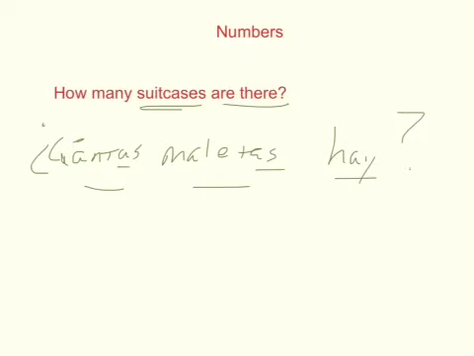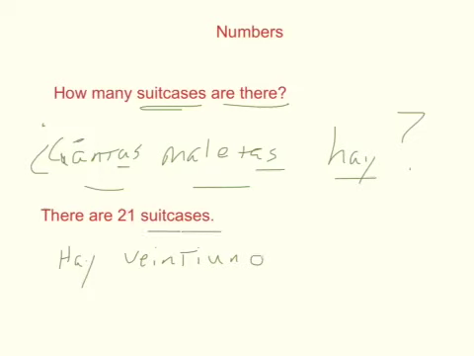Okay, we're going to answer this, and the answer is going to be there are 21 suitcases. So the word for there are is hay. And then 21 is veinte, normally it'd be veintiuno. We're talking about suitcases, which is feminine. So this needs to become feminine. So we're going to say hay veintiuna maletas. If this were masculine, then we would take off the A altogether and just say veintiún libros, books, or whatever you're talking about.